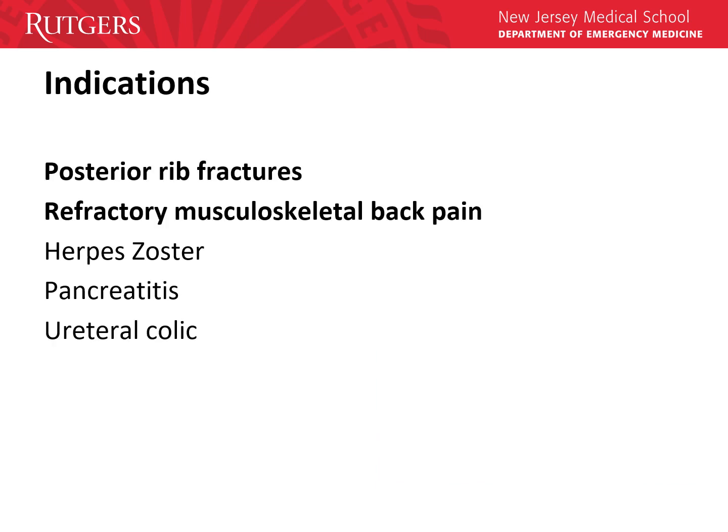The Erector Spinae plane block is fairly new and has been described in the management of chronic and acute postoperative pain. In the EM literature, case reports exist that describe its use in the management of posterior rib fractures, mechanical back pain, herpes zoster, pancreatitis, and ureteral colic.